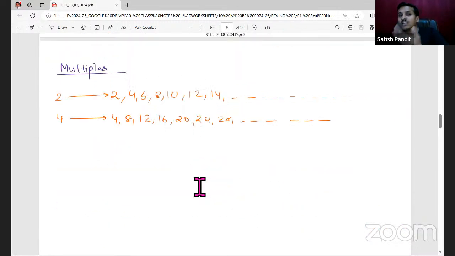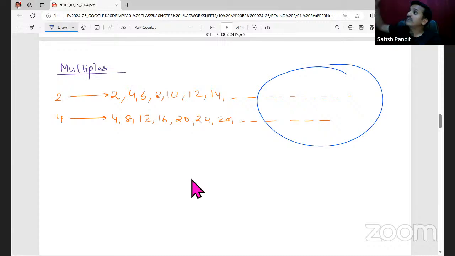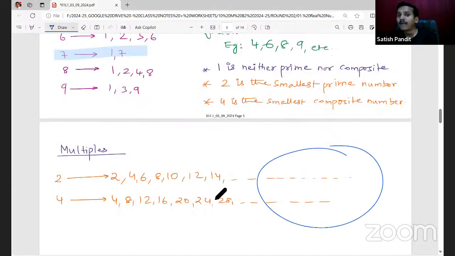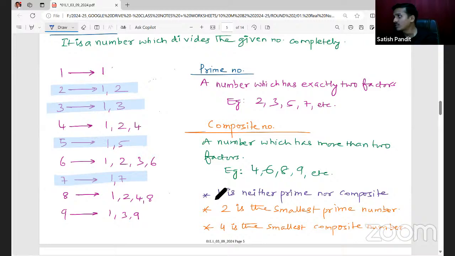Next, we learned what multiples are. If you multiply a given number, you get the multiples. 2 into 1, 2 into 2, 2 into 3. You can multiply 2 with 1000 also, 10,000 also. That is why we get infinite multiples for any given number. But factors you can count. They're limited. But multiples are infinite. You cannot count them. It goes on, it's endless.